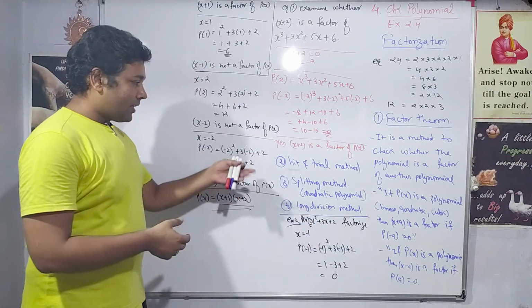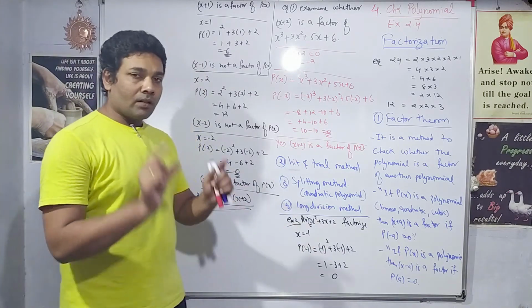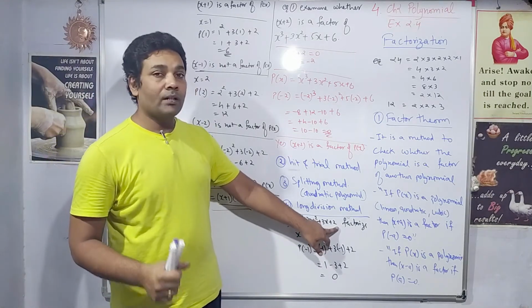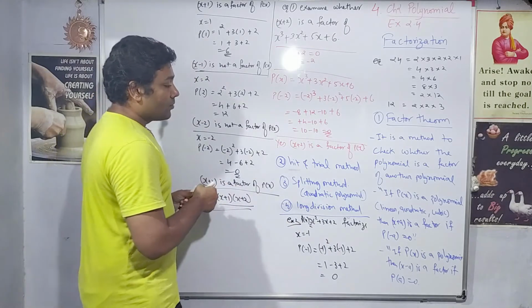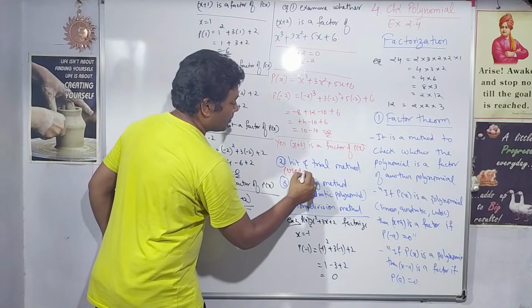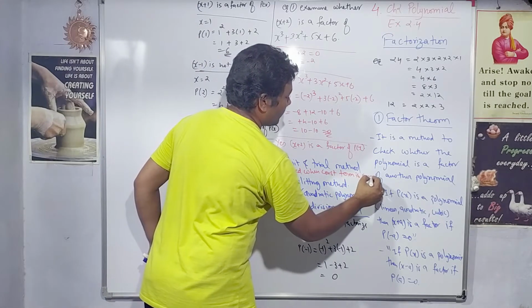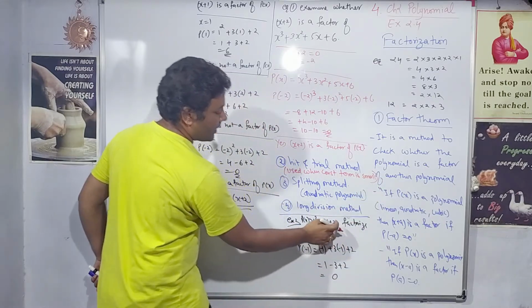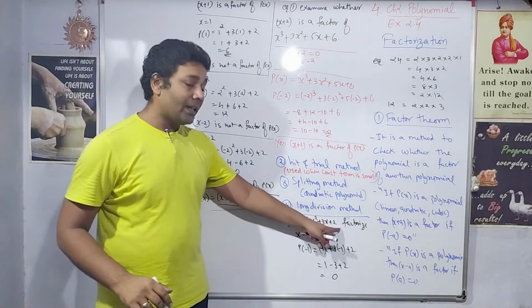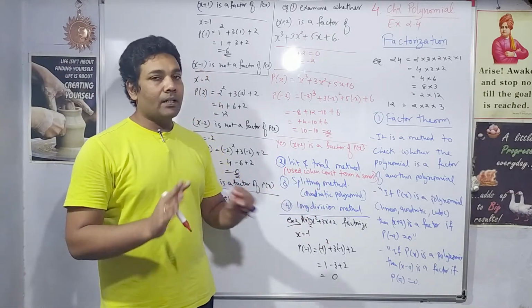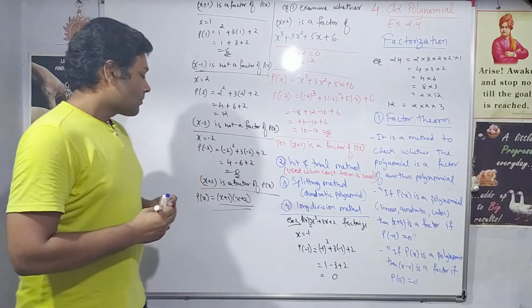When to use this method? The hit and trial method is used when the last constant term is small. See here, this constant term is 2 or 3 or maximum 4 or 5, right? Only then do we use the hit and trial method, when the constant term is small. See here it is 2, so this was convenient, but if it is 20 or 50, the hit and trial method doesn't work. Then only the splitting method or long division method will be helpful.